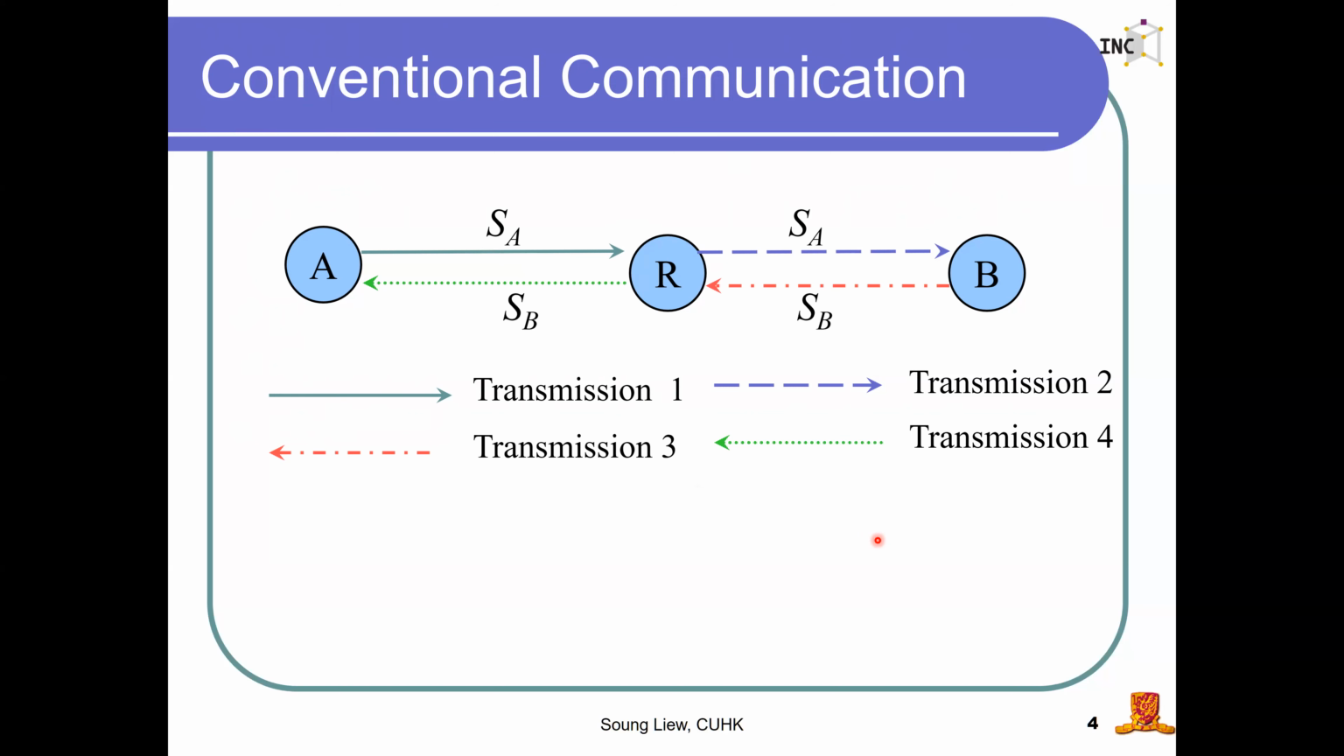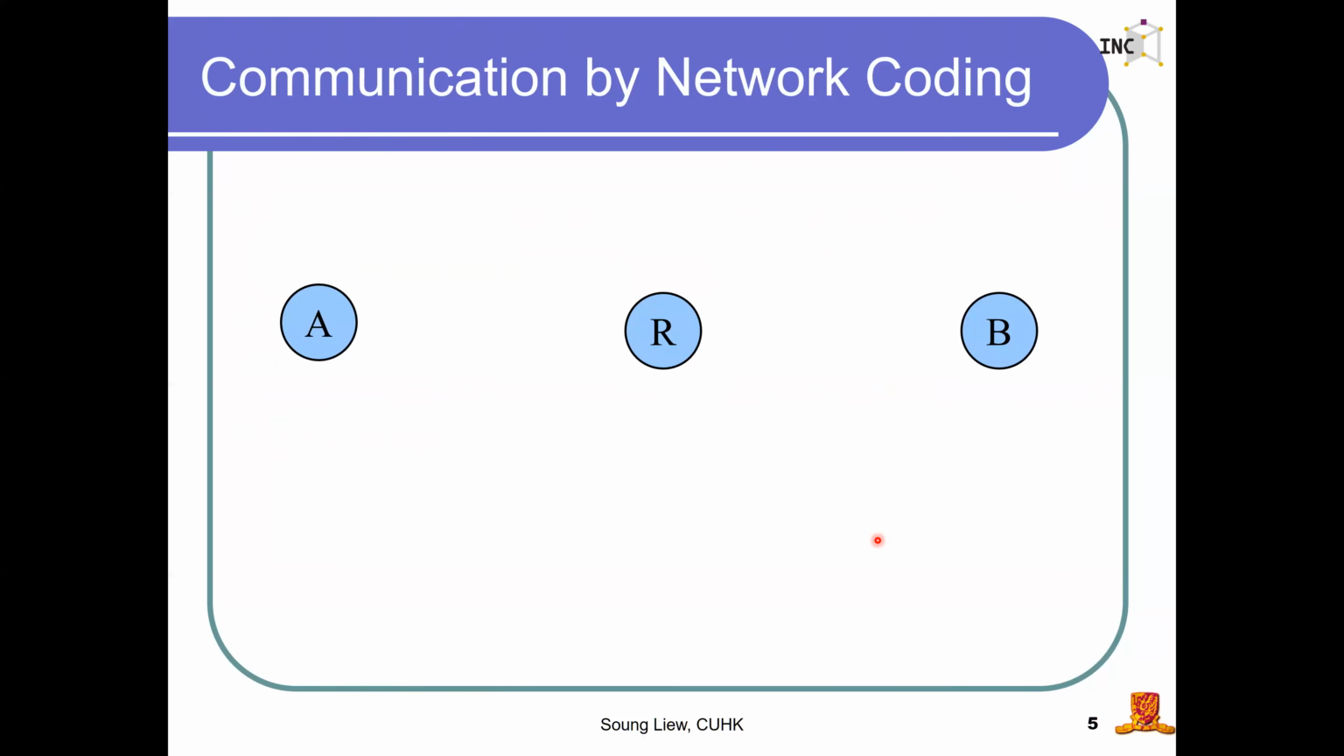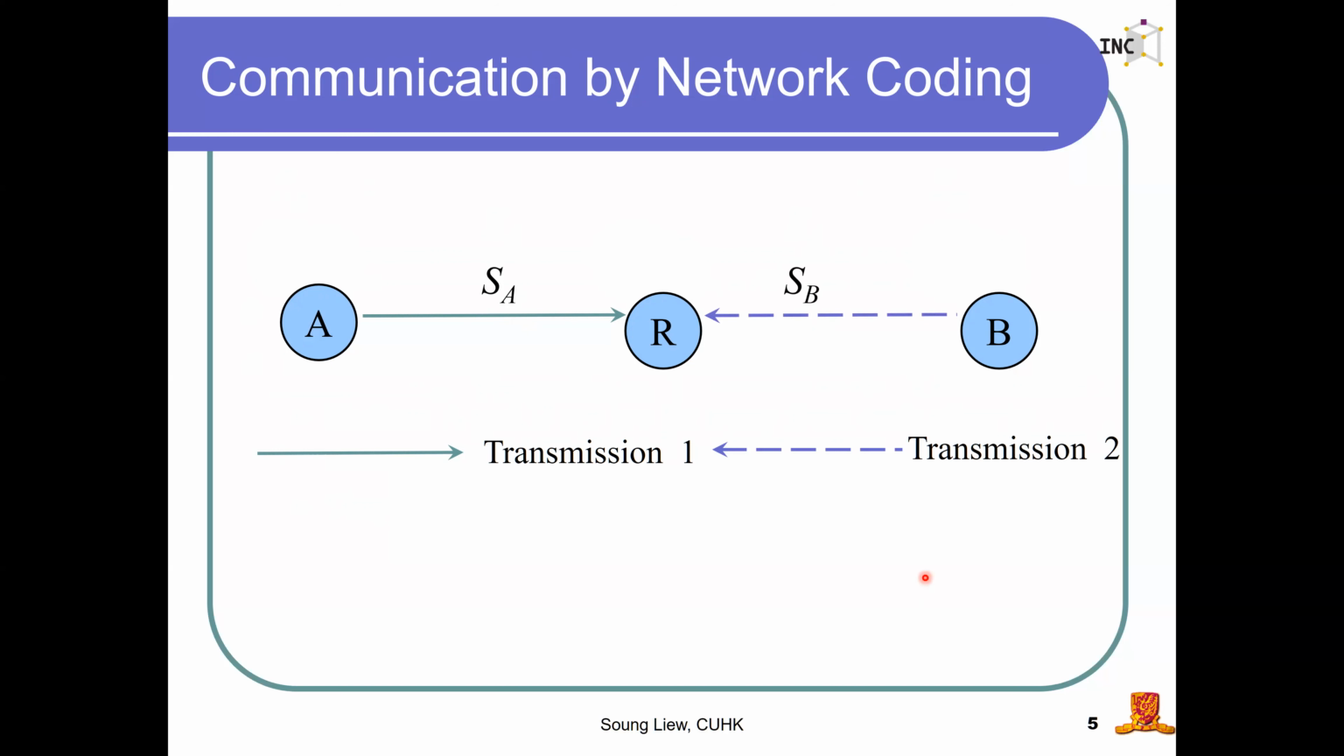Well, a straightforward solution is the following. This is what we mean by communication by network coding. In the first transmission, A will send SA to R. And then in the second transmission, B will send SB to R. Now this is where things get interesting. By network coding, we mean that when the relay receives SA and SB, it doesn't just forward SA and SB to B and A. It performs an operation. It adds together SA and SB.